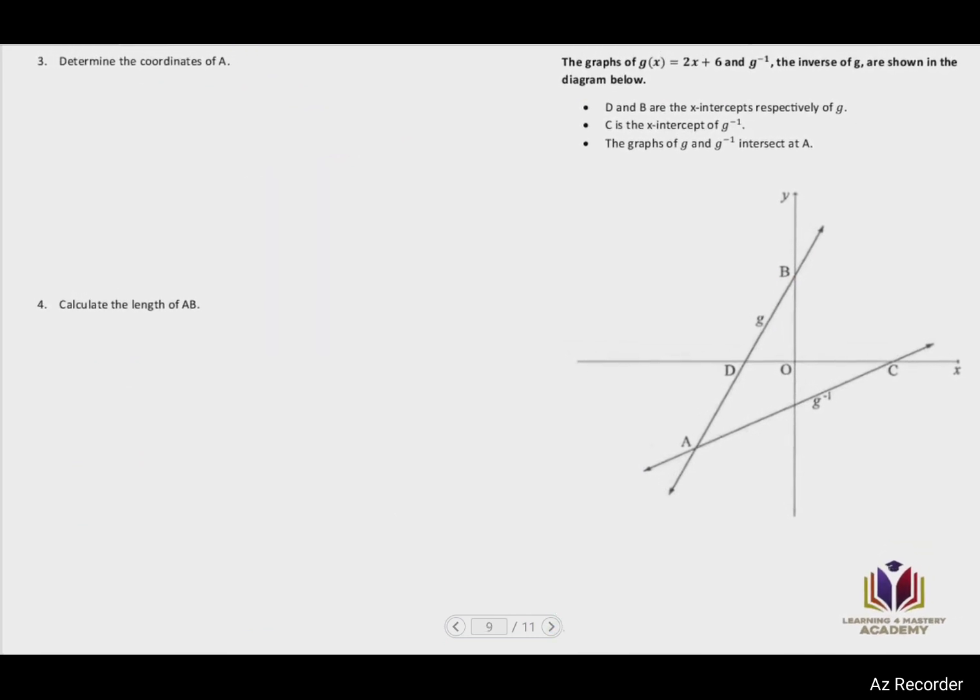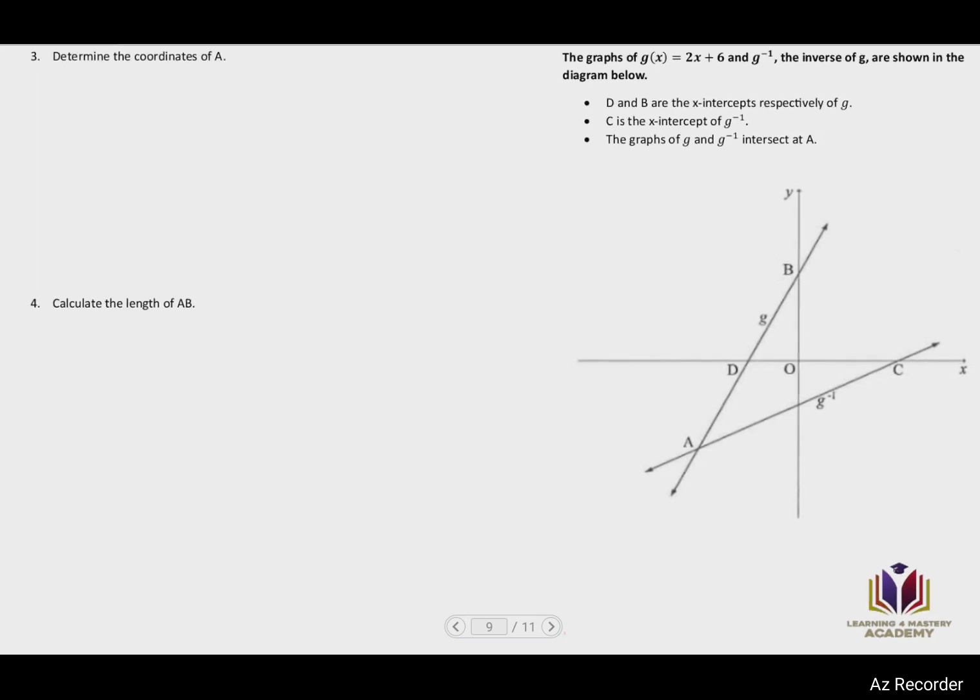Let me just quickly do this. There we go. Question 3 says determine the coordinates of A. How can we determine the coordinates of A? A is the point of intersection, like we said, so we just have to calculate it, equate our g of x and the inverse. The g of x is 2x plus 6. Our inverse is half x minus 3.